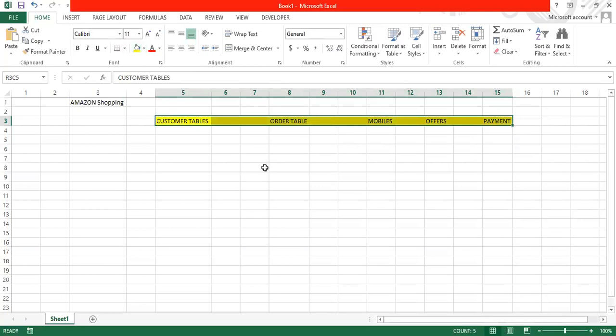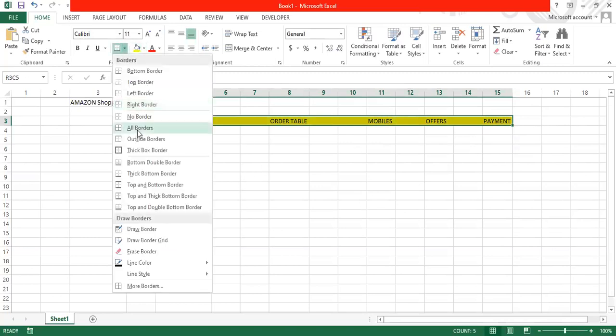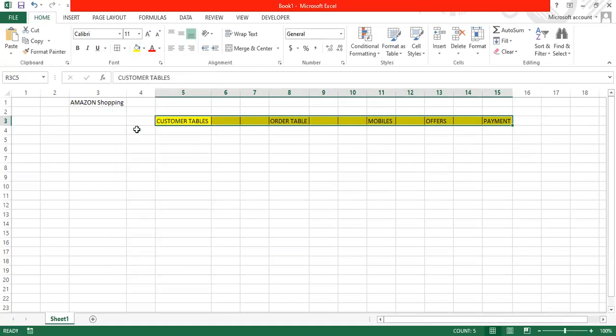This will not be the same thing every time, but just understand, to make sure what exactly PL SQL is, what exactly we will be doing as a developer in PL SQL. I just want to give an outline. So now I have created a customer related table, order related table, mobiles related table, offers related table, and payments related table. Now the SQL part is done.